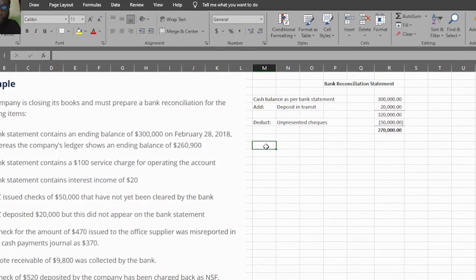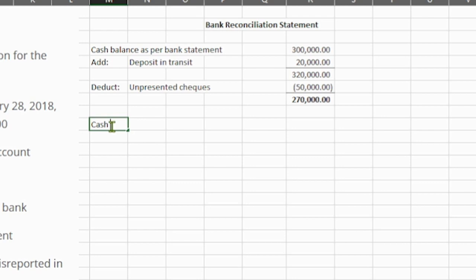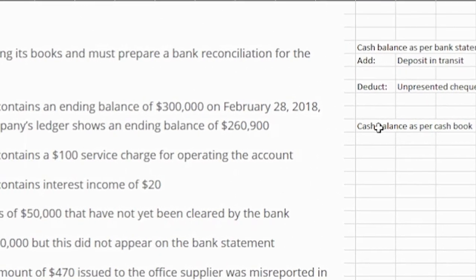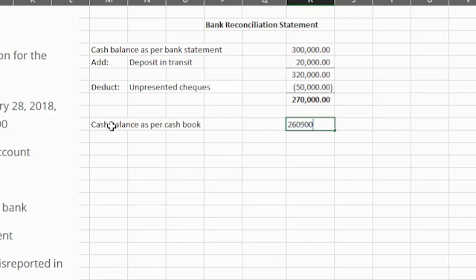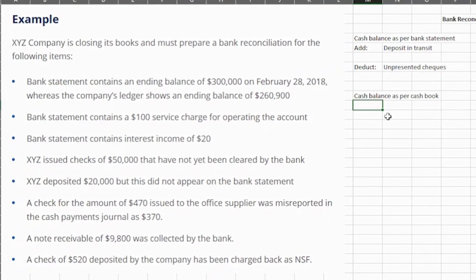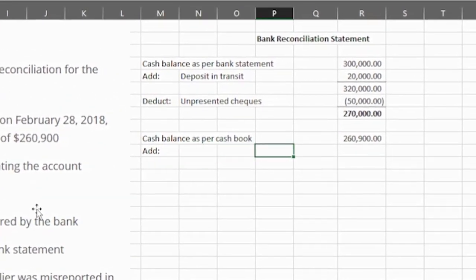Then we can now start from cash balance as per cash book. So we know that the cash book says 260,900. So what are the reasons why this is not the same? First, we need to add back the income or money that the bank has put there, but we are not aware of it. For instance, it's an interest income of $20, so we can bring this income here, 20.